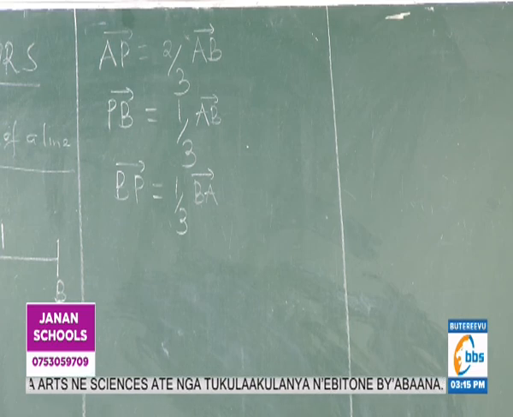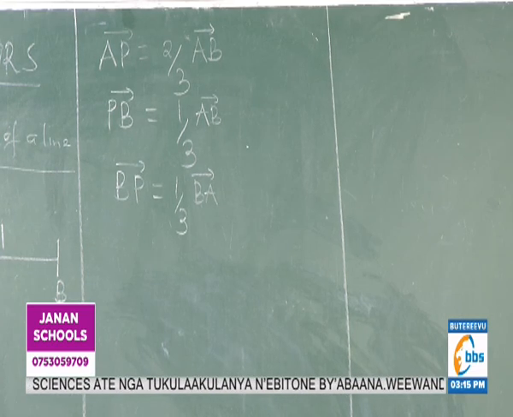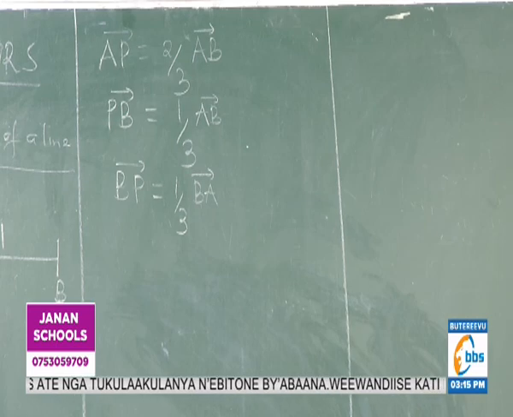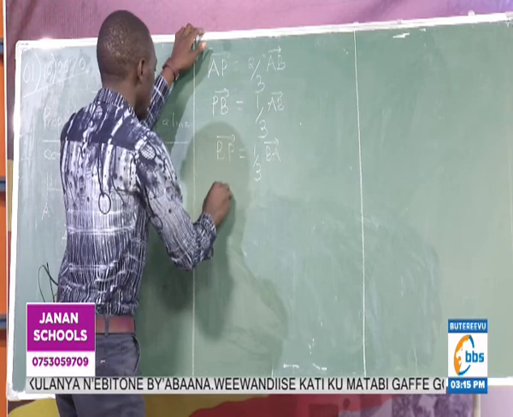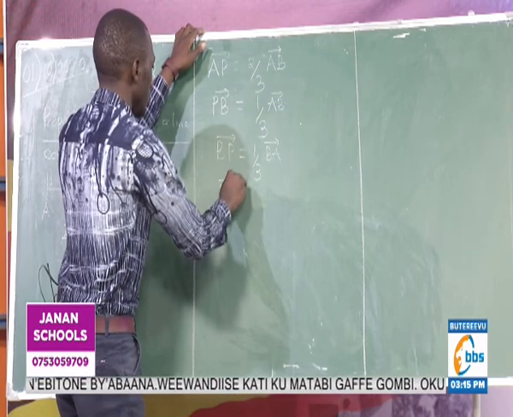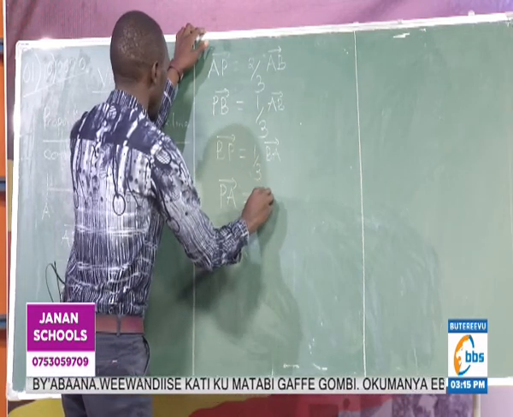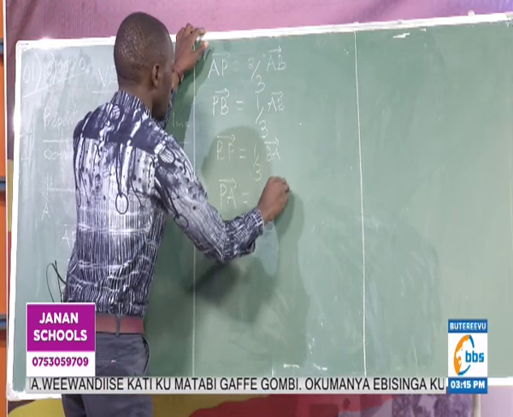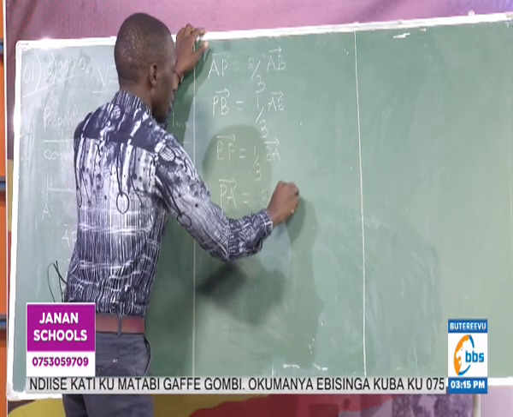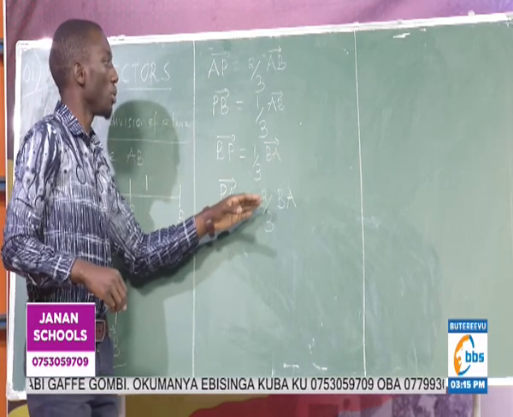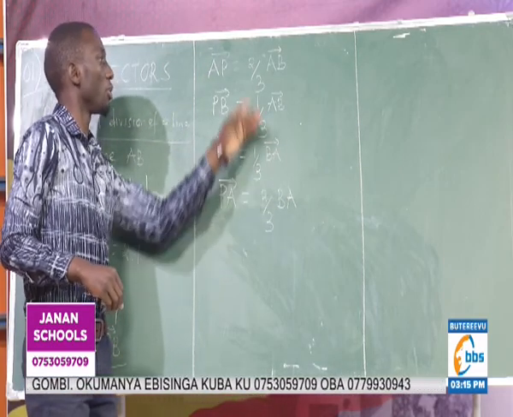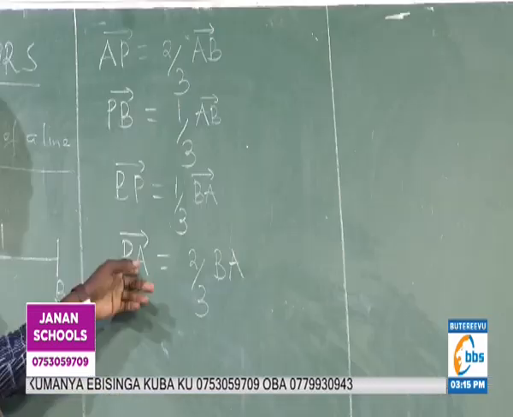So still, even if I want to get PA, the same concept is going to apply. For PA, this can still be 2/3 of BA. But I'm saying that you can still get these from AP. I can still get PA from AP.